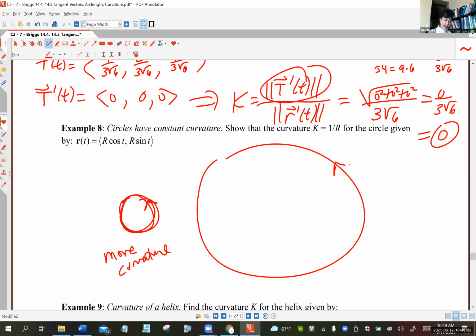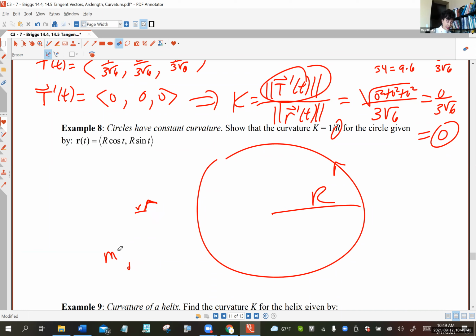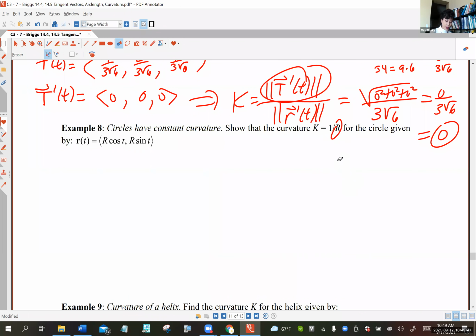So what are we saying? That it's dependent on your radius. The larger your radius is, the less curve you have. So it's an inverse relationship. In fact, curvature will actually equal 1 divided by the radius of your circle. As you can imagine, when the denominator is smaller, the overall fraction gets larger. So let's prove that K is 1 over R for a generic circle.